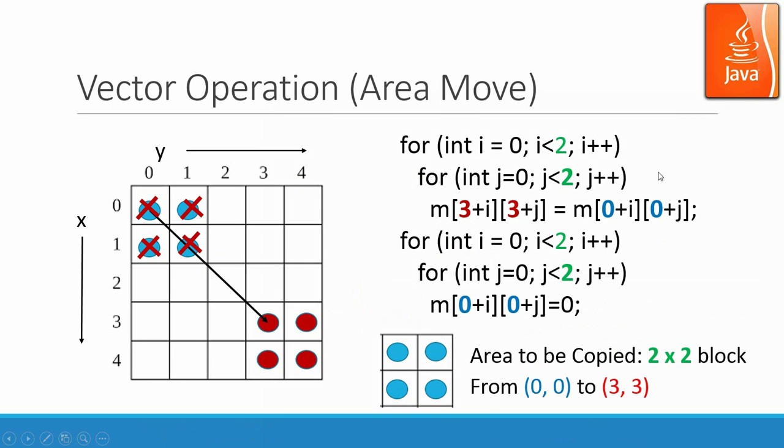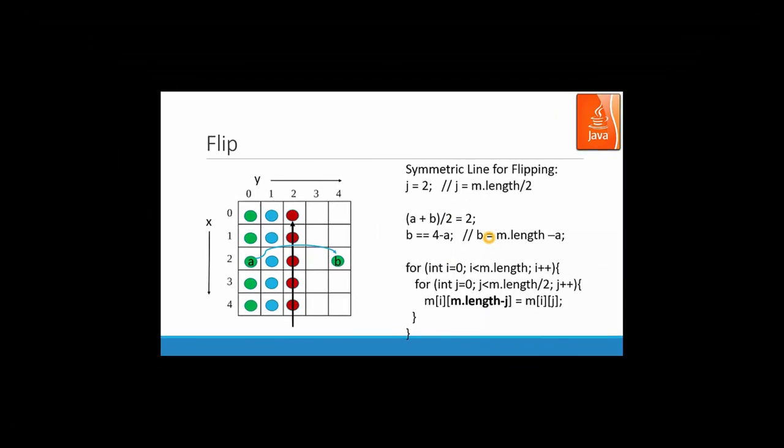And after the copy, if we clean up the original location, it will become a move. So the red dot will be moved from here to here. It is similar to the copy.